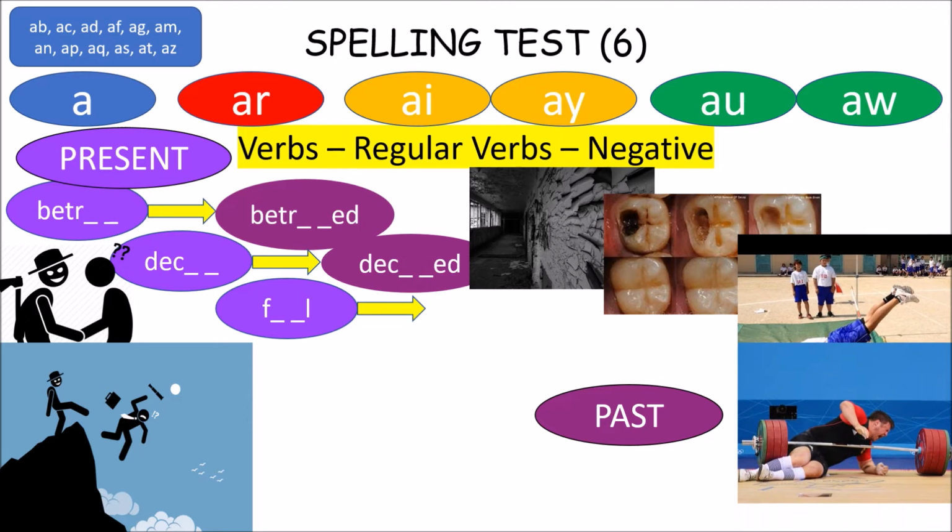The third one is fail. A as in fail. The high jump contestant has failed in the challenge of higher level, and the weightlifter has failed in the challenge of heavier weights. The past form of fail is failed.